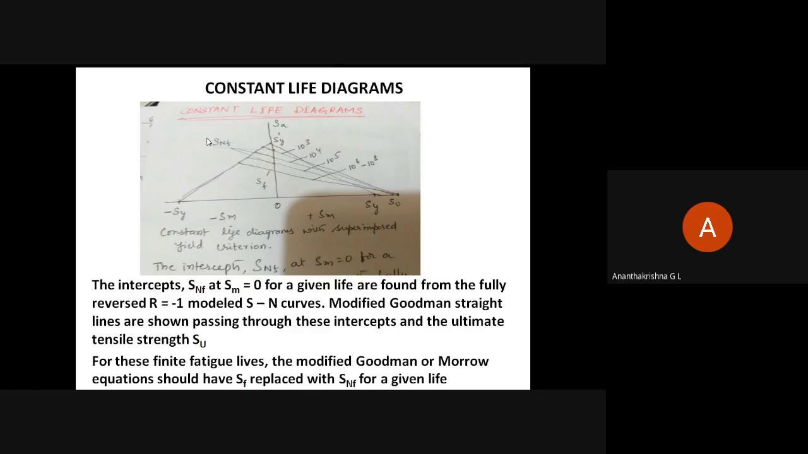Normally it will be 10 power 6. And this point is S dash Y. This is 10 power 3 number of cycles, 10 power 4 number of cycles. This curve is for 10 power 5. And this is for 10 power 6 to 10 power 8. And this is stress amplitude. And this is positive mean stress. And this is negative mean stress.